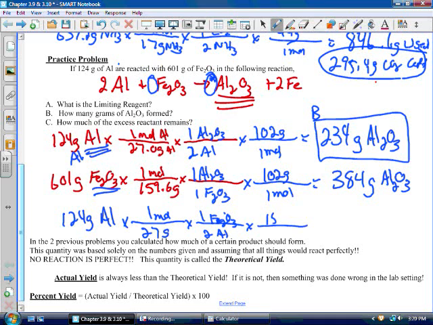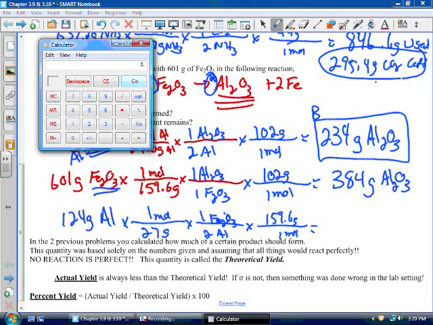So if we use our calculator again, we take 124 divided by 27 divided by 2 times 159.6 gives us 366.5 grams used. Since we had 601 grams to begin with of Fe2O3, we simply do some subtraction. 601 minus 366.5, and we get about 234 or 235, we should say, grams left over.